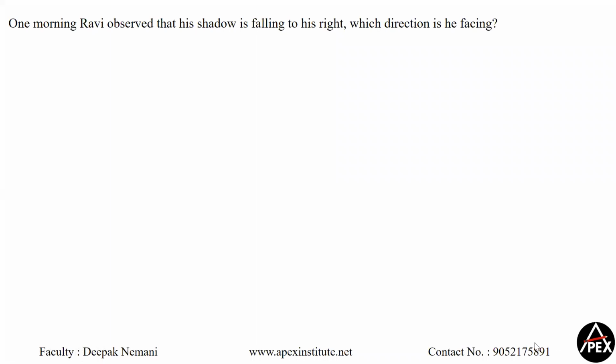So how to answer these types of questions? When you come across these types of questions, you need to first understand the time of the day. One morning, Ravi observed that his shadow is falling to his right. So Ravi is standing like this, and his shadow is falling to his right. So this is Ravi's shadow. Now, in which direction is he facing? In the morning, in which direction do we have the sun? So the sun will be here.